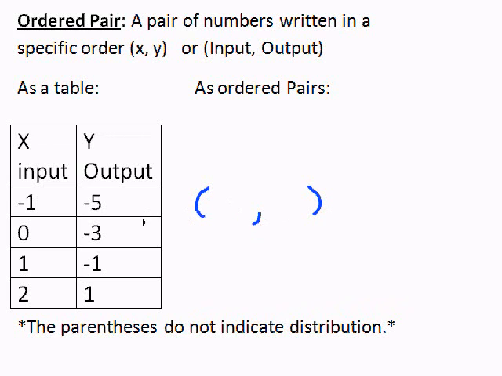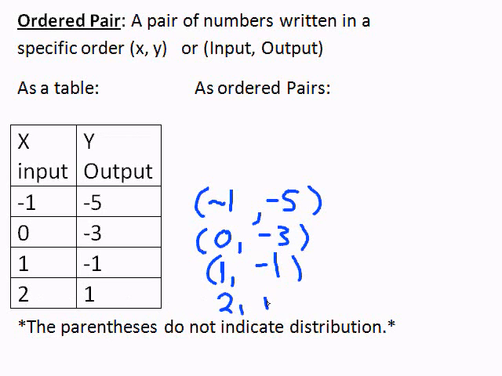As an ordered pair, -1, -5 would be written (-1, -5). 0, -3 would be written as (0, -3). 1, -1 would be written as (1, -1). And 2, 1 is (2, 1). So they're almost identical to a table. You have your x's on the left and your y's on your right, or your inputs then your outputs. The difference is that we enclose them in parentheses and we put a comma between the two numbers to separate them. Please note the parentheses do not indicate any sort of distribution.